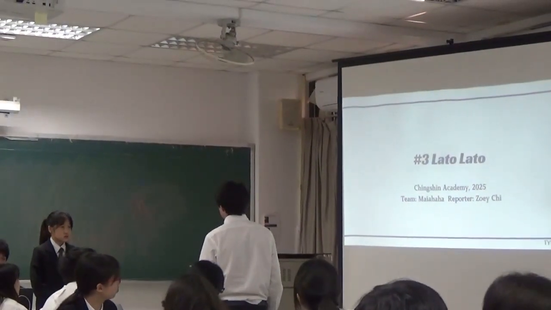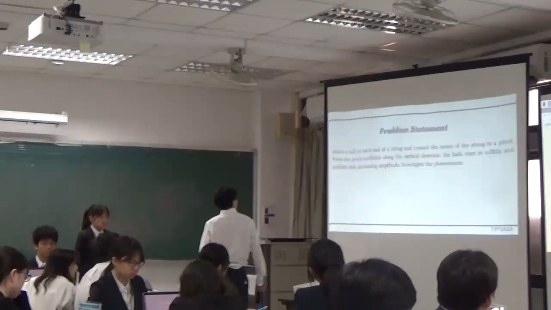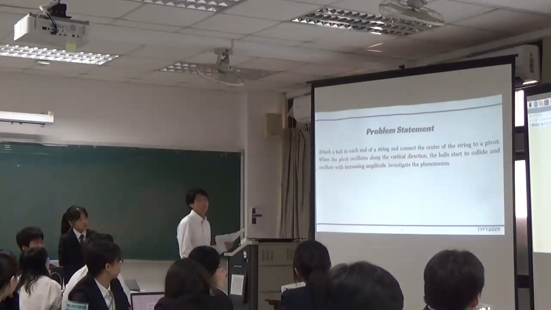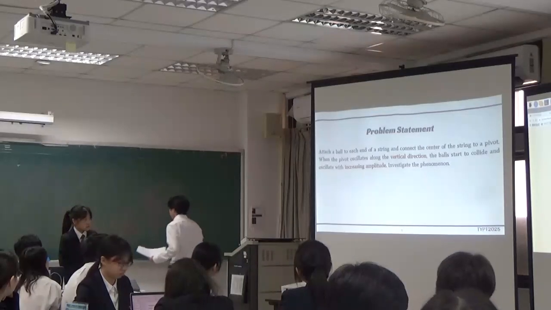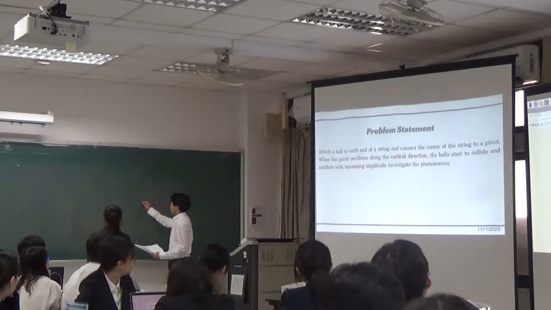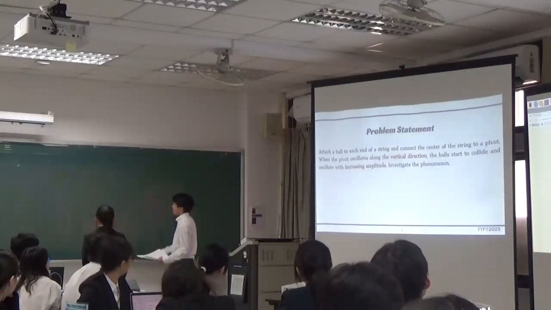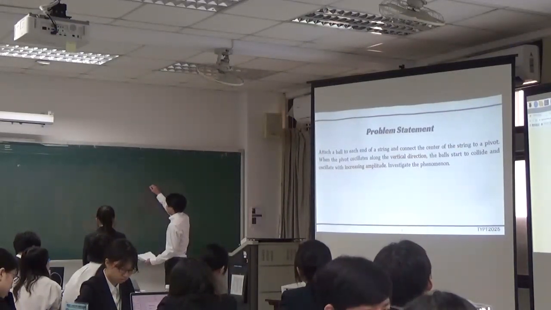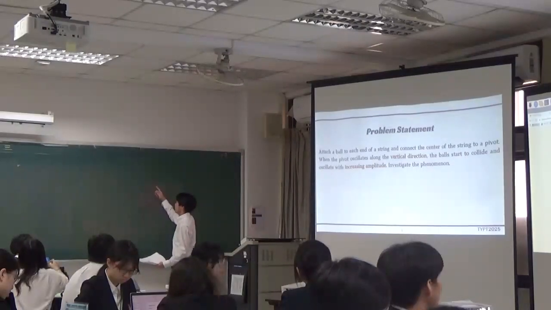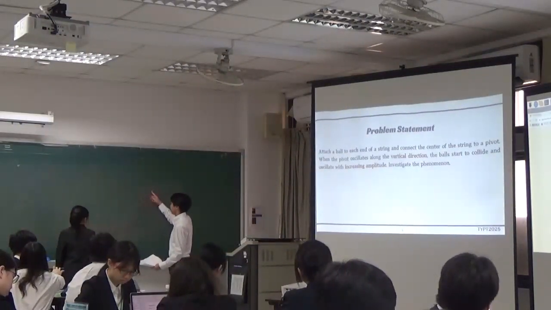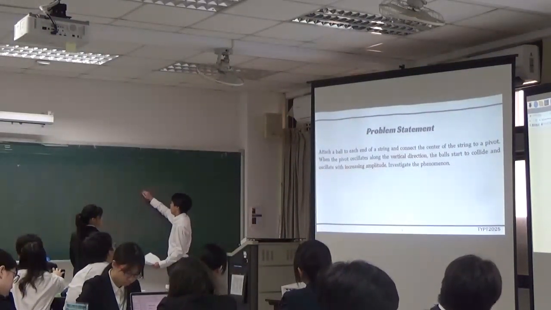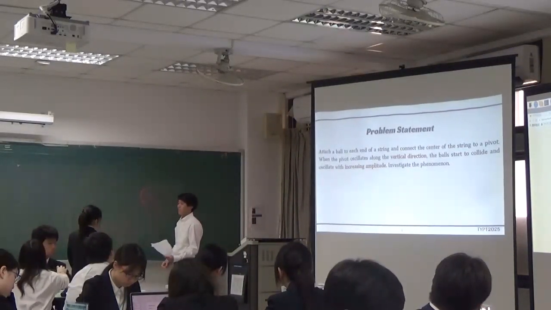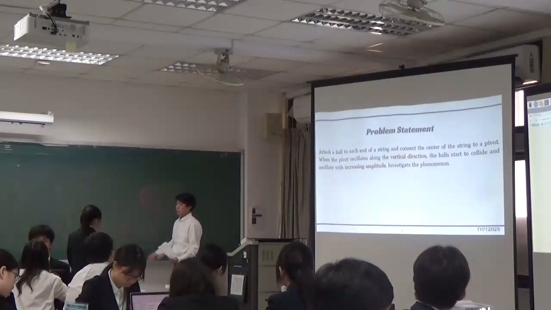Can we go to the problem statement? It says that the balls start to collide and oscillate with increasing amplitude. In your experiment, you only measured up to 60 degrees, but increasing amplitude means all the way until the very top where the amplitude cannot increase anymore. The path on the top is not equal to the path on the bottom. So how can you ensure that your model works for every position of the ball?